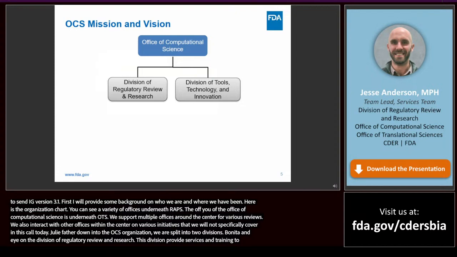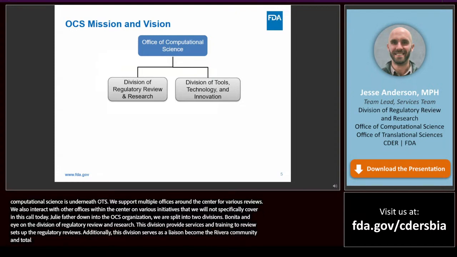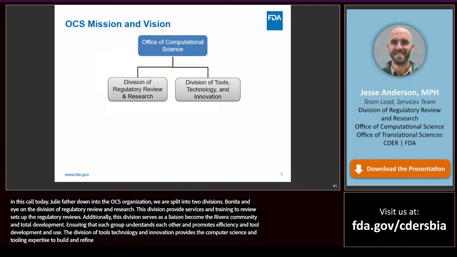The Division of Tools, Technology, and Innovation provides the computer science and tooling expertise to build and refine tools that may be used for regulatory review. This division also provides the technical expertise to interface with other offices around the center to connect these tools such that reviewers can easily access them.